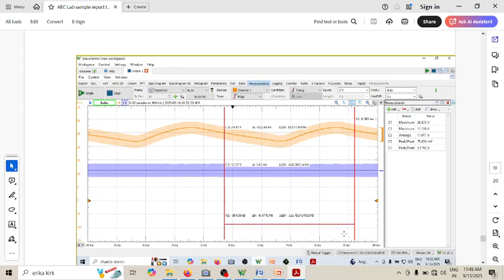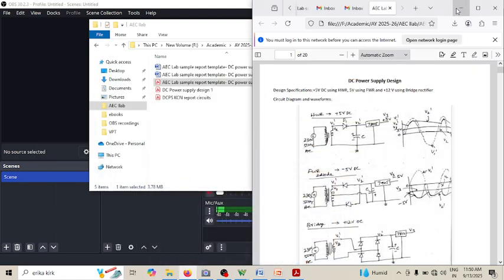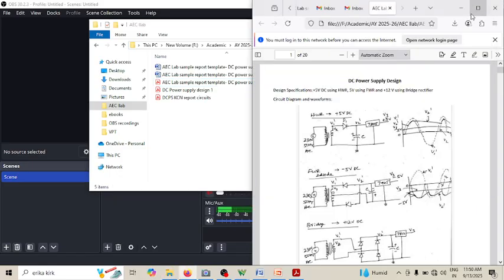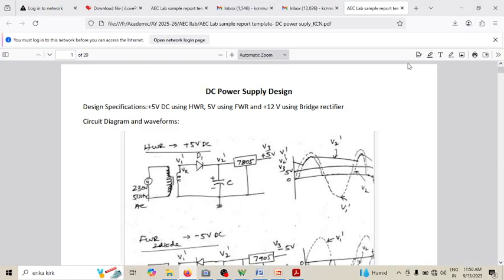So this way you can comfortably do the report consisting of all regulation and filtering. Even in the regulation we have both line and load regulation included. Hope this will help you in making the report comfortably. Thank you.